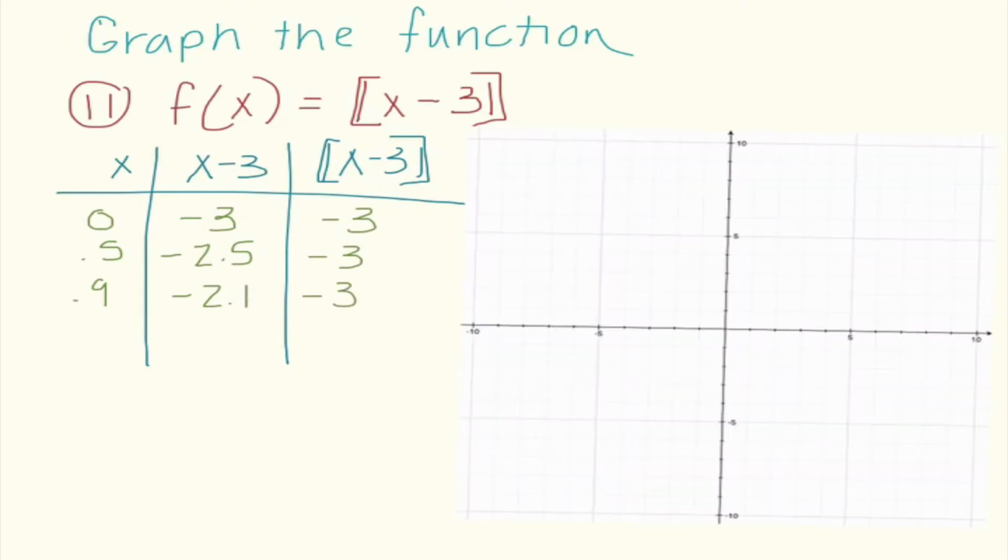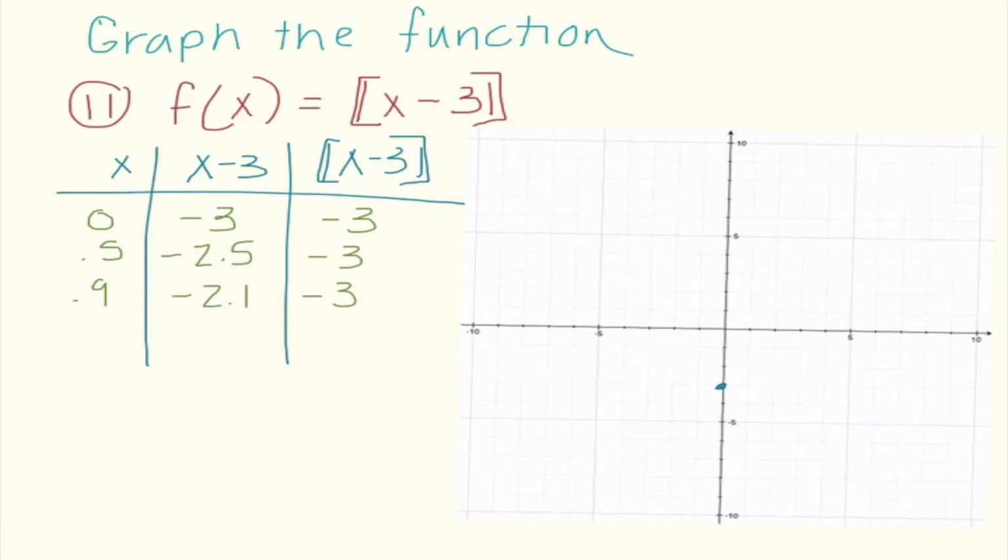So what that is telling me is that everything between 0 and negative 9 has an output of negative 3. So I'm going to go ahead and put a point at 0, negative 3. And I'm not quite sure where this changes or where our jump happens.